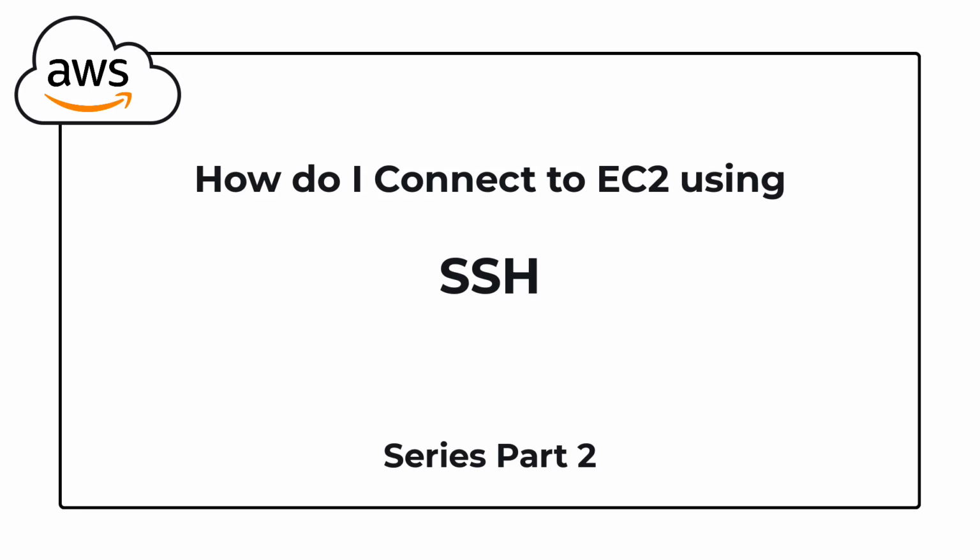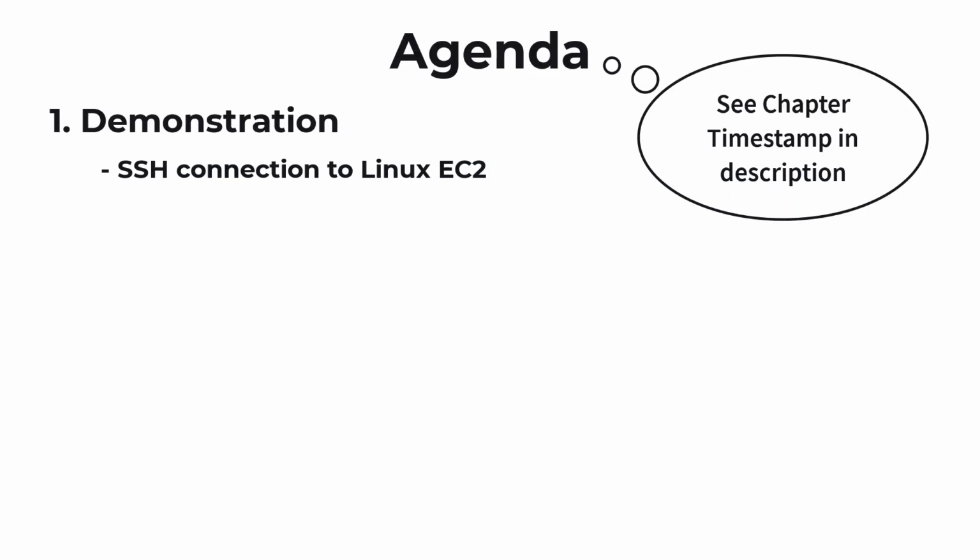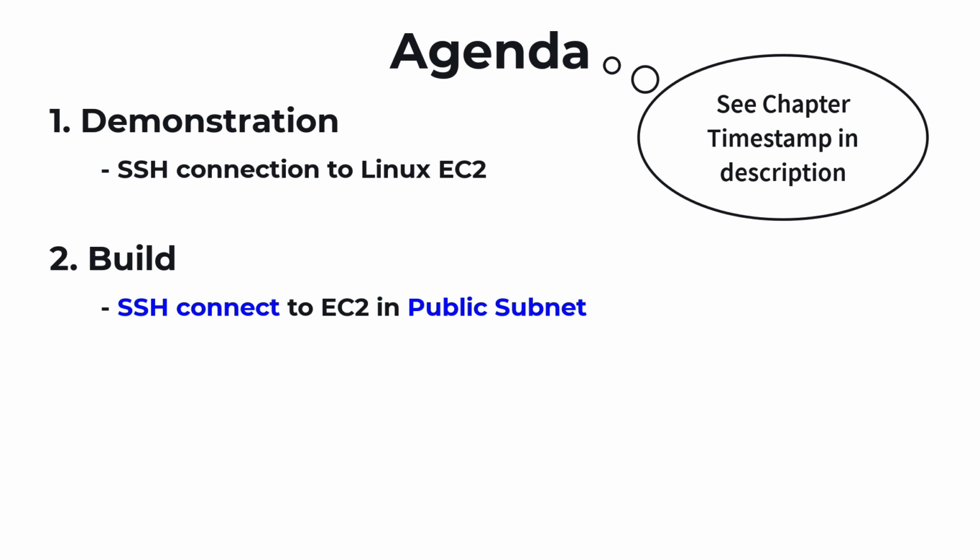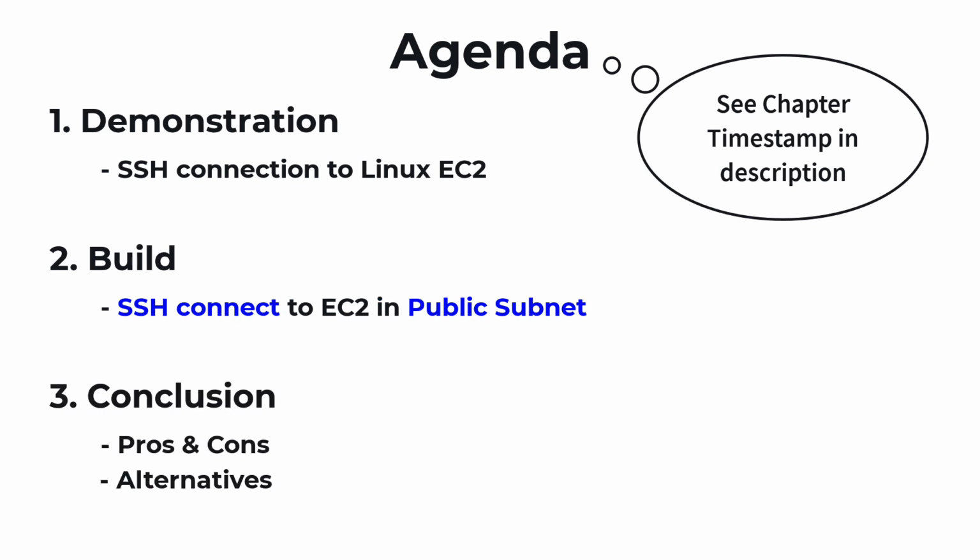Hello, in this video, I'm going to discuss how to connect to Amazon EC2 using Secure Shell or SSH, which is a common method to connect to Linux server. This is part 2 of how do I connect to my EC2 series. I'll start with a quick demonstration, then go through the steps to build the solution. I will conclude with pros and cons of using this SSH solution and discuss several alternatives you may want to consider. So let's jump in.